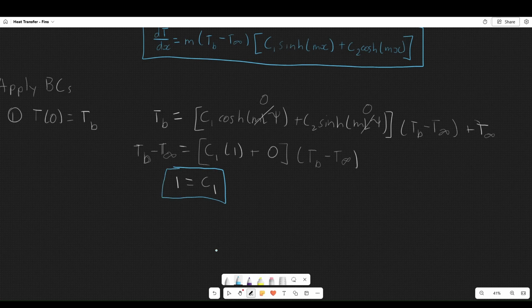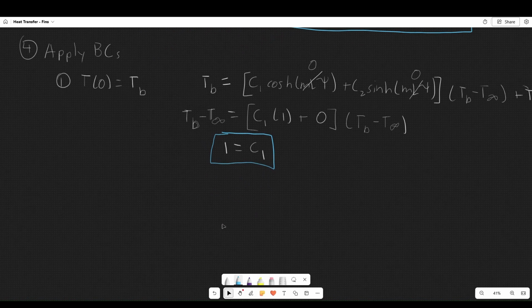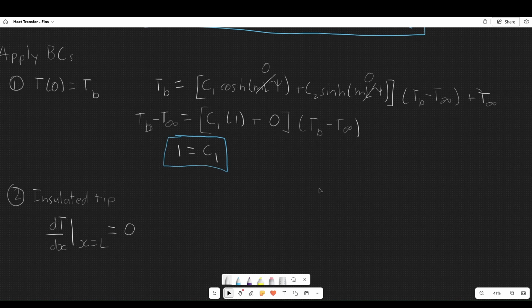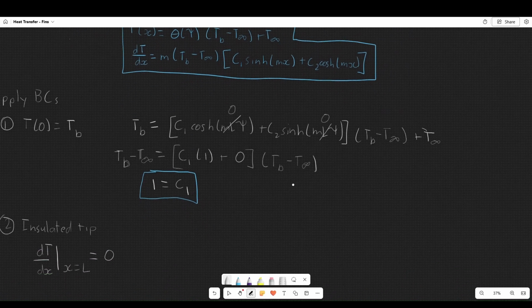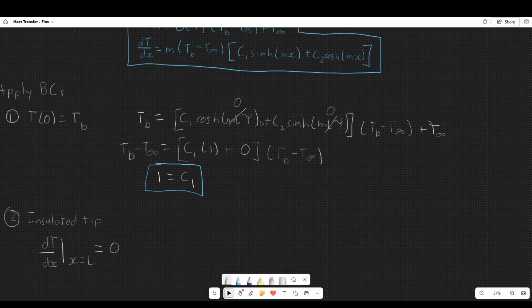Perfect. So now we need to apply our second boundary condition. Our second boundary condition was that we're going to use the insulated tip. What that means is our dT/dx at x equals L equals 0. You can see that I wrote the full form of the dT/dx up here. I'm just going to go ahead and transplant that.